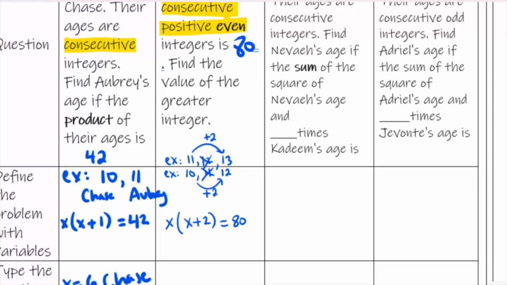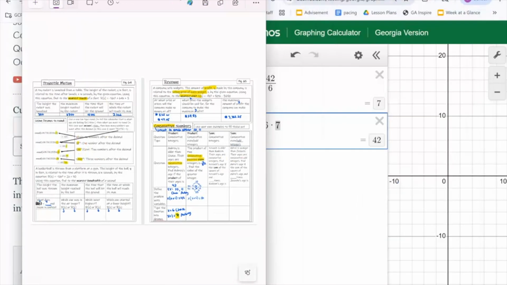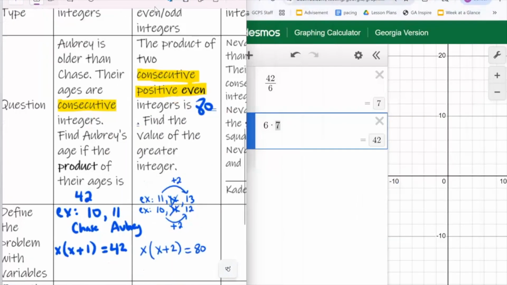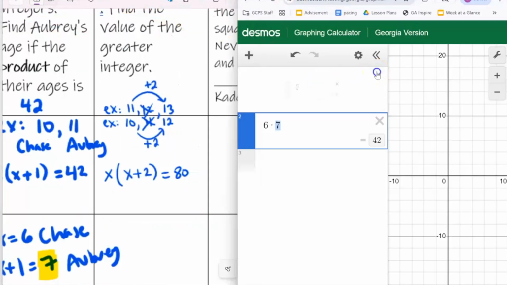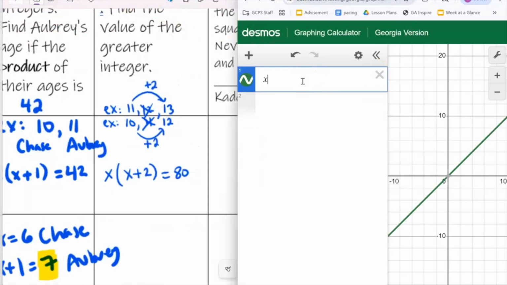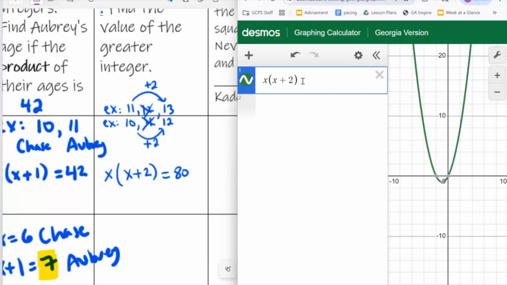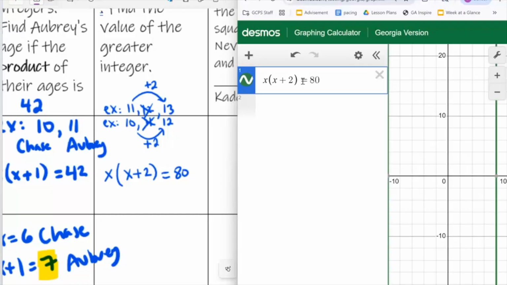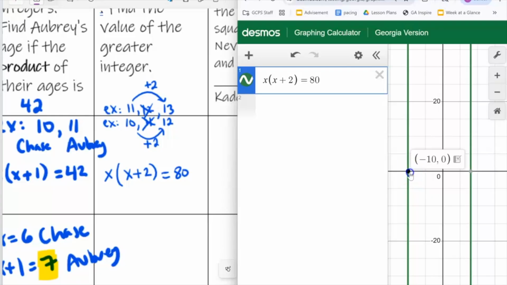All right, and again, once you find that, that's the hardest part, is just writing it down. Once you find that out, now you're just typing it into Desmos as the equation. So x, this time it's x plus 2, and that product has to be 80. When I multiply together, the product must be 80. And so here are my two solutions.